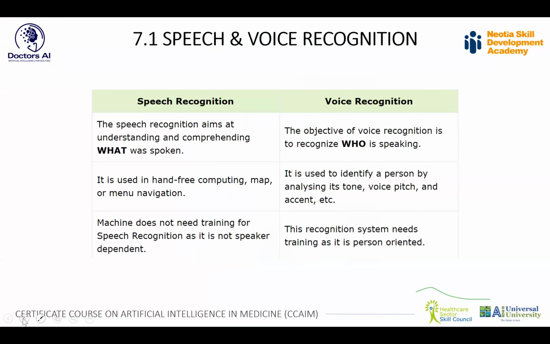Before that, there is also something that we need to understand: every AI tool has the ability to understand speech and voice. Speech means what is being spoken, and voice is who is speaking, right? So this is very, very important. Voice recognition and speech recognition, which is a part of the learning section of the intelligence system.